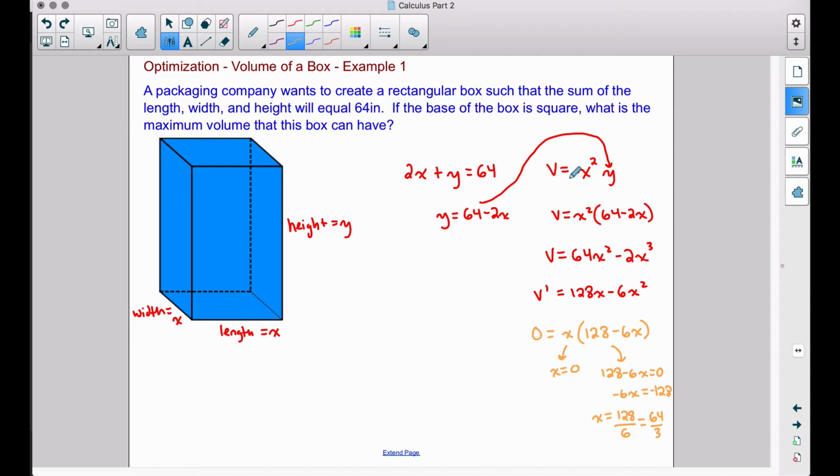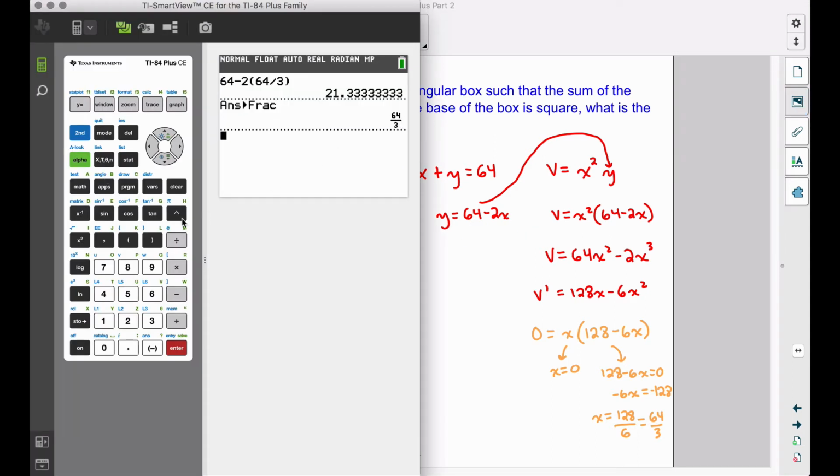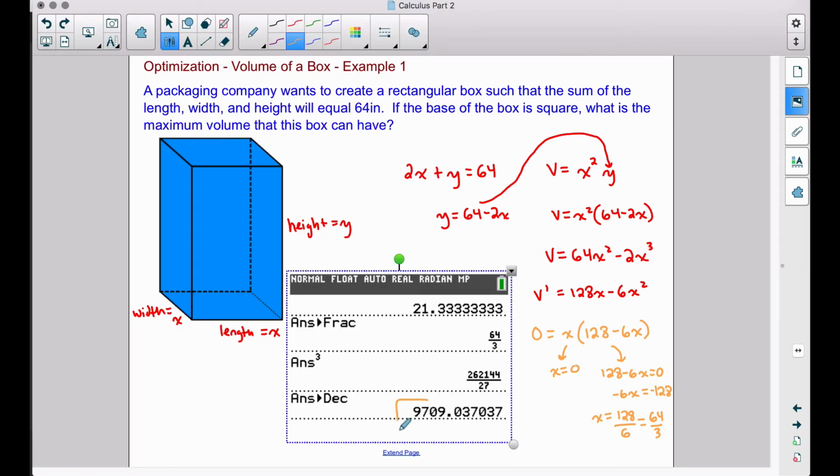So answering this question here, the maximum volume, since technically x and y are both the same here as we saw in the calculator, we can just come here and cube this number because all three of our numbers are the same, length times width times height. Let's cube that, and our maximum volume is going to be this. Getting a decimal, the maximum volume is going to be 9,709, if we round off to the nearest whole number, cubic inches.